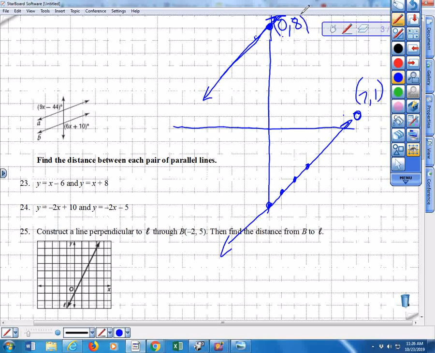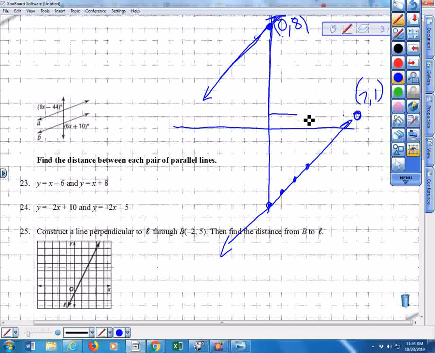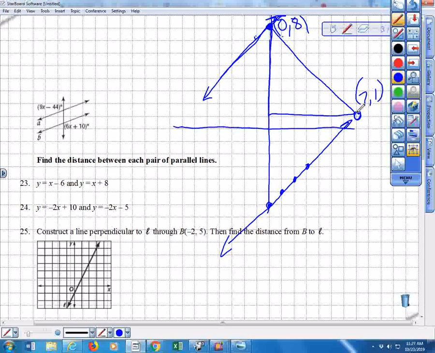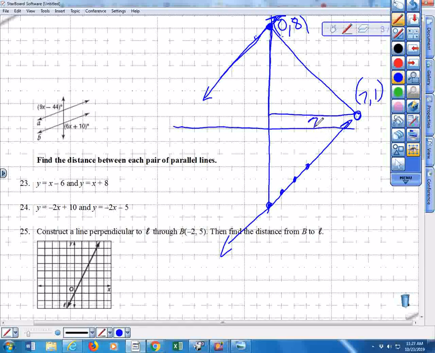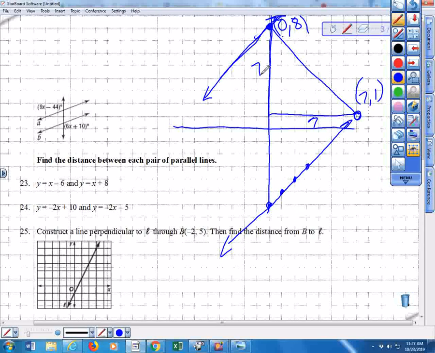Nope, I just need those 2 points. So I'm going to draw my triangle. The hypotenuse is the distance I'm looking for. So this distance is 7. This distance is 7. So it would be the square root of 49 plus 49, or 98, right?